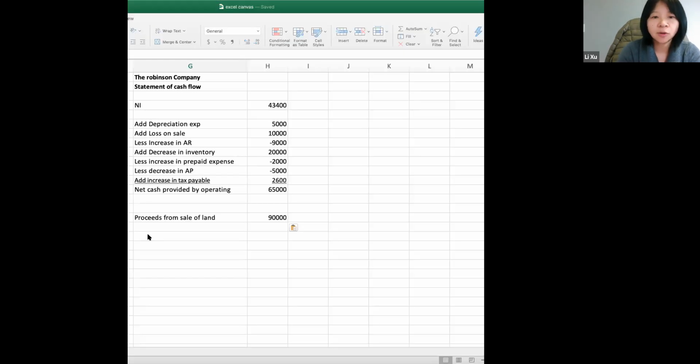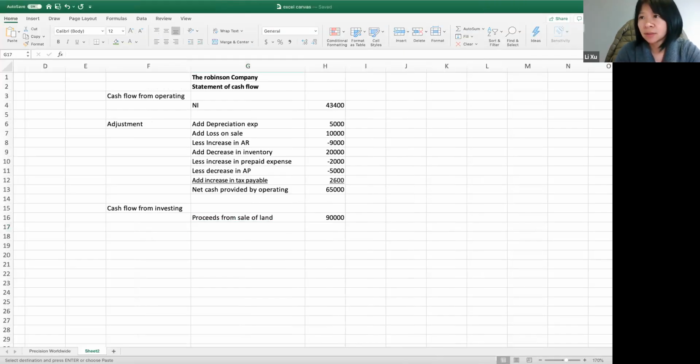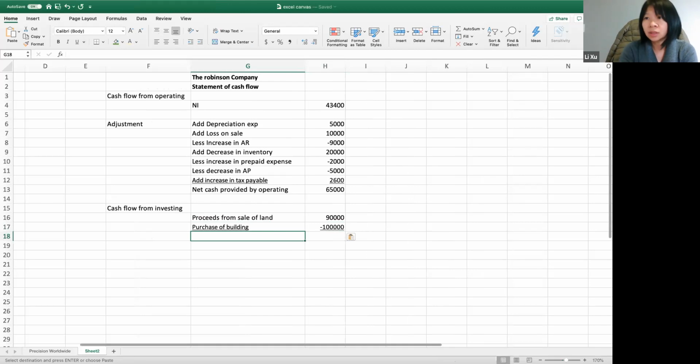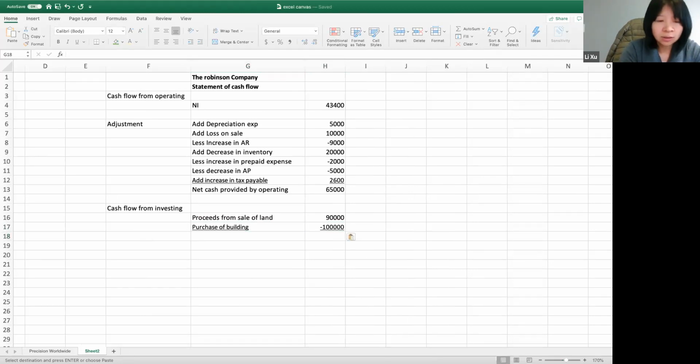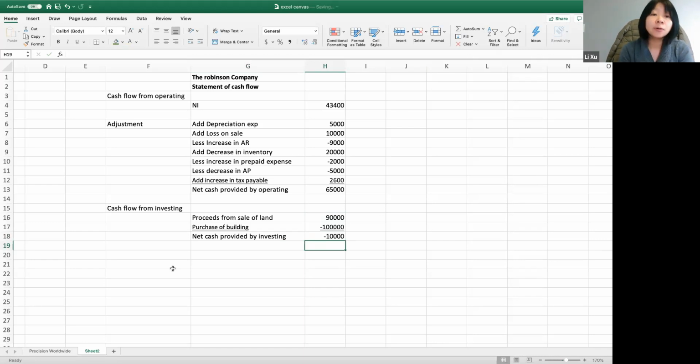You purchased the building for 100,000. When you purchase the building, remember, you have to pay, so we have to take it out. Okay. So that's it. That's the only items you have in the long-term asset section. Remember, we don't consider the accumulated depreciation because it has already been picked up through depreciation expense. Okay. So that gives you net cash provided by investing, and you just need to take a sum here. Okay. Any questions?